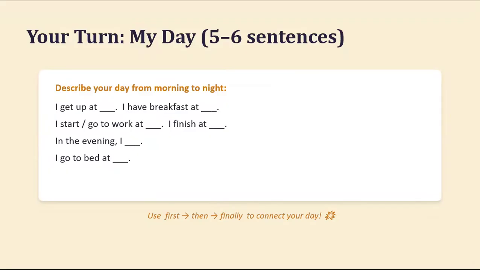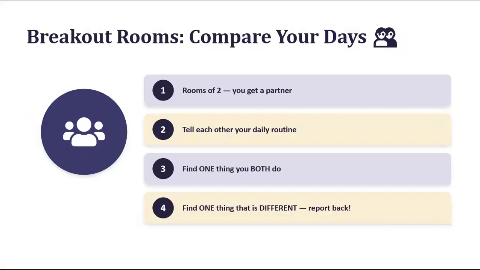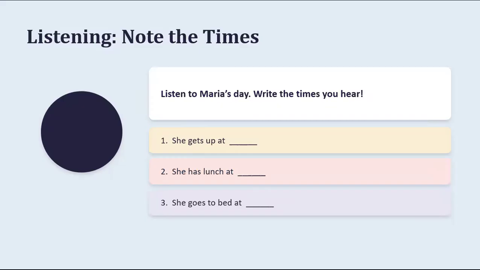So this is your turn: you have to fill this in and speak, but use first, then, later, and finally. This is the practice that you will do in pairs. You get a partner. Tell each other your daily routine. Find one thing you both do and then discuss it. So this is the part that you will fill in.